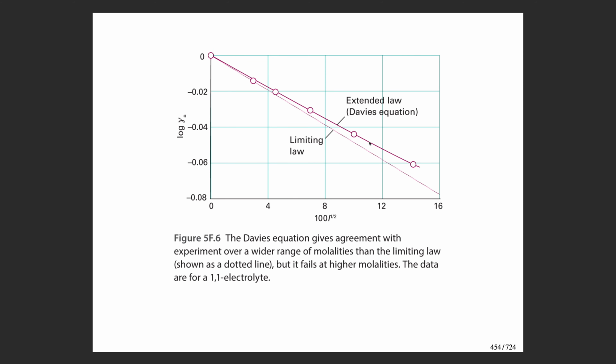Here is a graph showing you the Debye-Hückel law, the dashed line, compared to the extended law, the Davies equation. This is for something like sodium chloride, a 1,1 electrolyte. And you can see that the Davies equation does better at higher concentrations. However, the caption is quick to point out, as you go to even higher concentrations, you're going to find that the Davies equation breaks down as well. And again, that's just due to the nature of the electrostatic interactions involving ions. They're just very strong, and so you get significant deviations from ideal behavior, which are difficult to model.